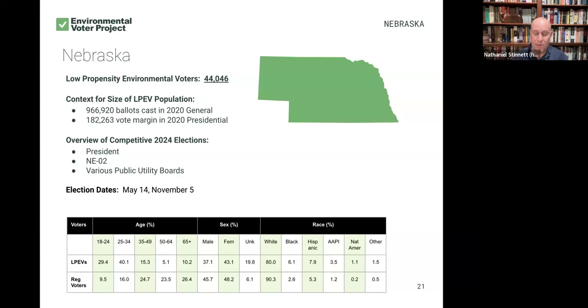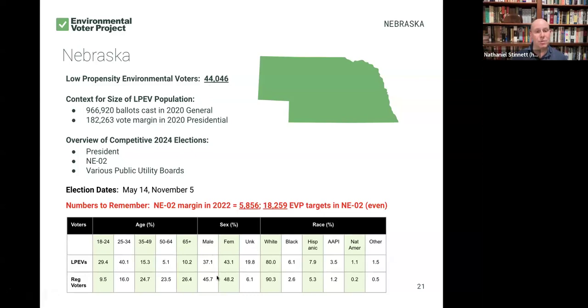These are some of the races that we've got our eyes on. But in particular, that 2nd congressional district, which we're going to jump into more detail in a second. But before we do that, I want to tell you about these 44,046 low propensity environmental voters, because we have a demographic breakdown of them down here. I want to describe to you what this chart means here at the bottom.